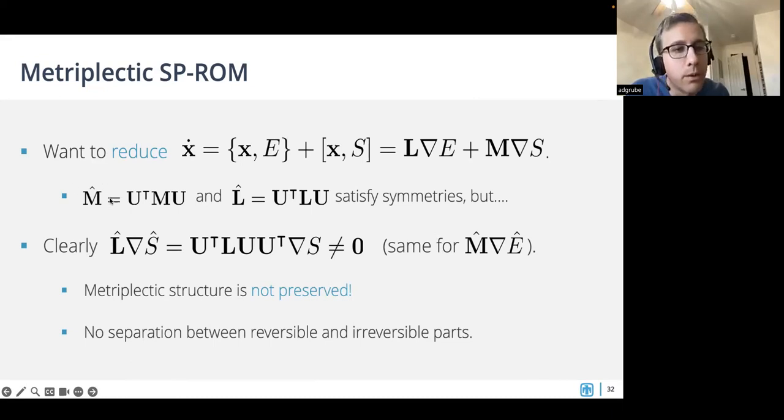Then I could write a reduced M, which is U transpose MU, and a reduced L, which is U transpose LU, so that I make sure I get the symmetries right. But what you'll see is that this really isn't enough, because what I end up with is a UU transpose sandwiched in between L and grad S. And so this destroys my degeneracy condition. This destroys my kernel preservation here. That's simply because for grad S, there's no guarantee that this thing is in the image of U. So this guy is probably not the identity.